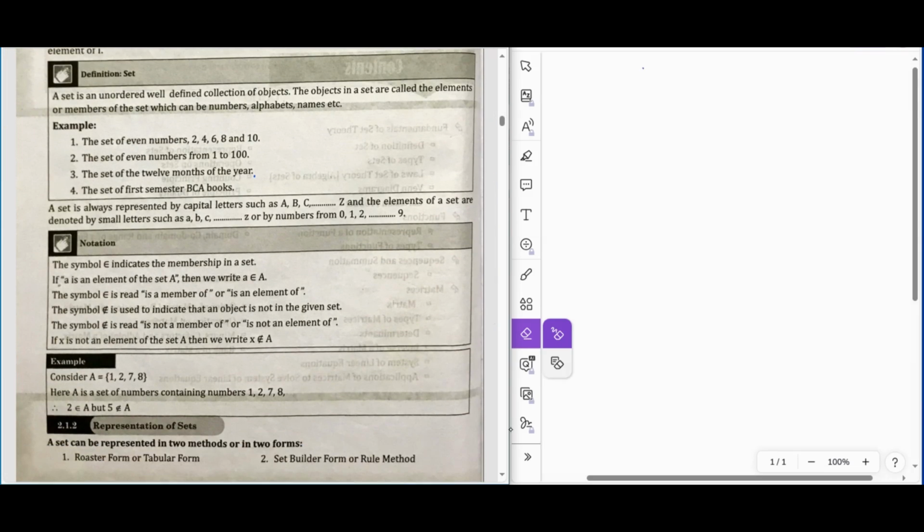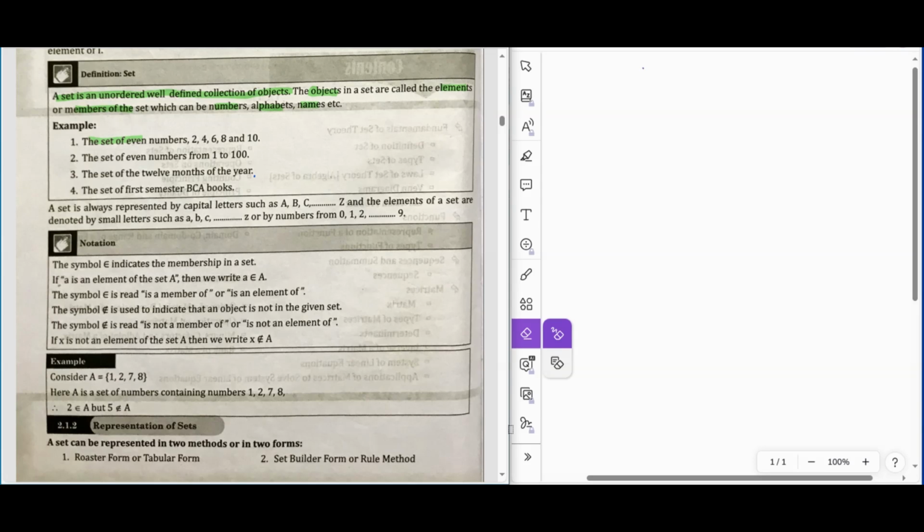Now, what is meant by a set? A set is a well defined collection of objects. So we can say that a collection of well defined objects is called a set. The objects written in the set are called elements or members of the set. They can be anything: a number, an alphabet, a name.